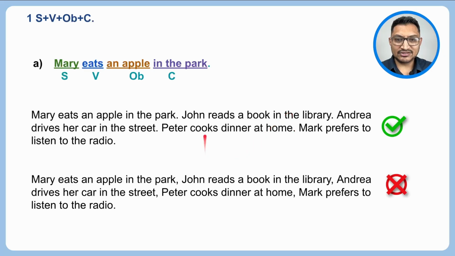So see these two paragraphs, one is correct and the other is incorrect. What's the problem with the second paragraph? It's the commas. Remember, whenever we have a complete sequence, subject, verb, object, and complement, we cannot put a comma. We need a period. And that's going to be it for this video.